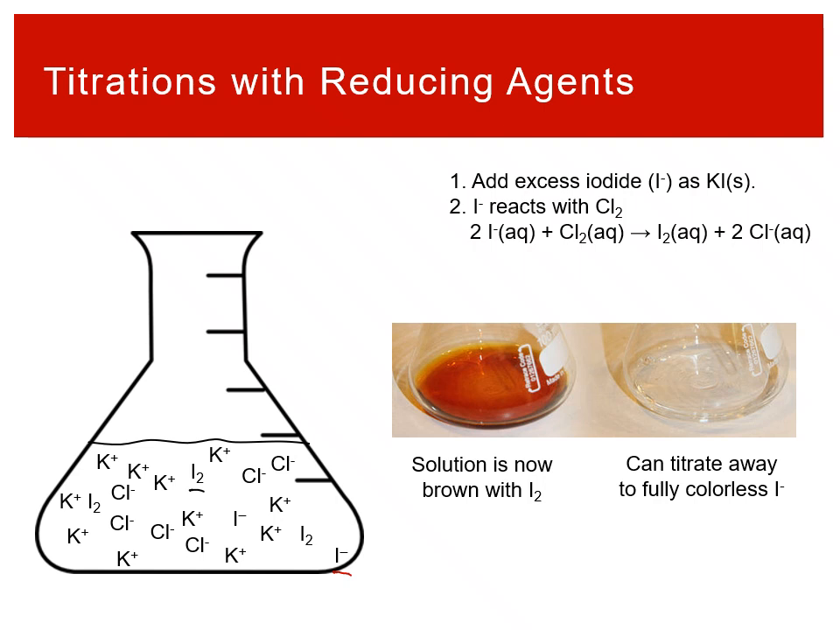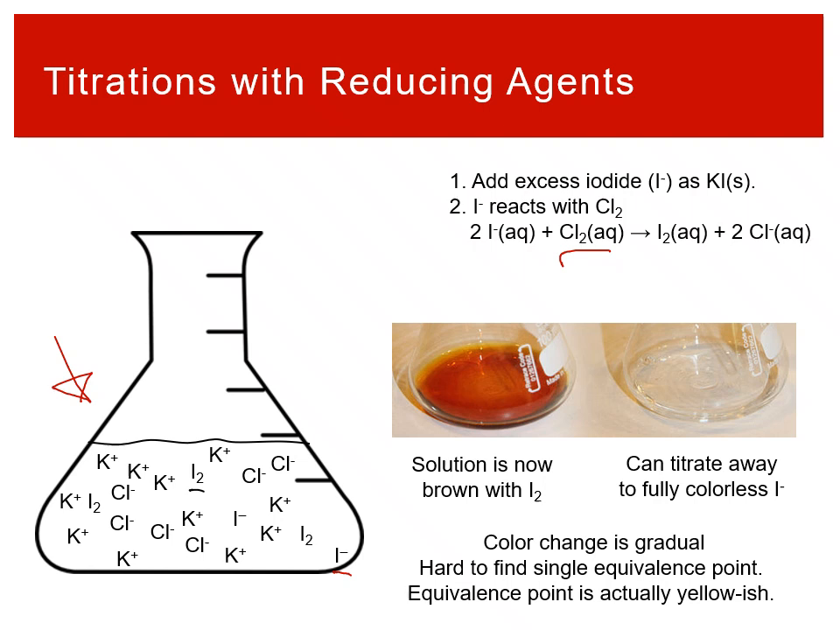And so the solution will now be brown. These I2 molecules have a brownish color, unlike the iodides. If I had only iodide, it would be an entirely colorless solution. A solution of iodine is kind of reddish, brownish, yellow, depending on the concentration. So there is a distinct color change between these. The overall idea is we can now titrate the I2. We're going to figure out the amount of I2 molecules in this flask and relate that to the amount of Cl2 molecules that were initially in the flask.